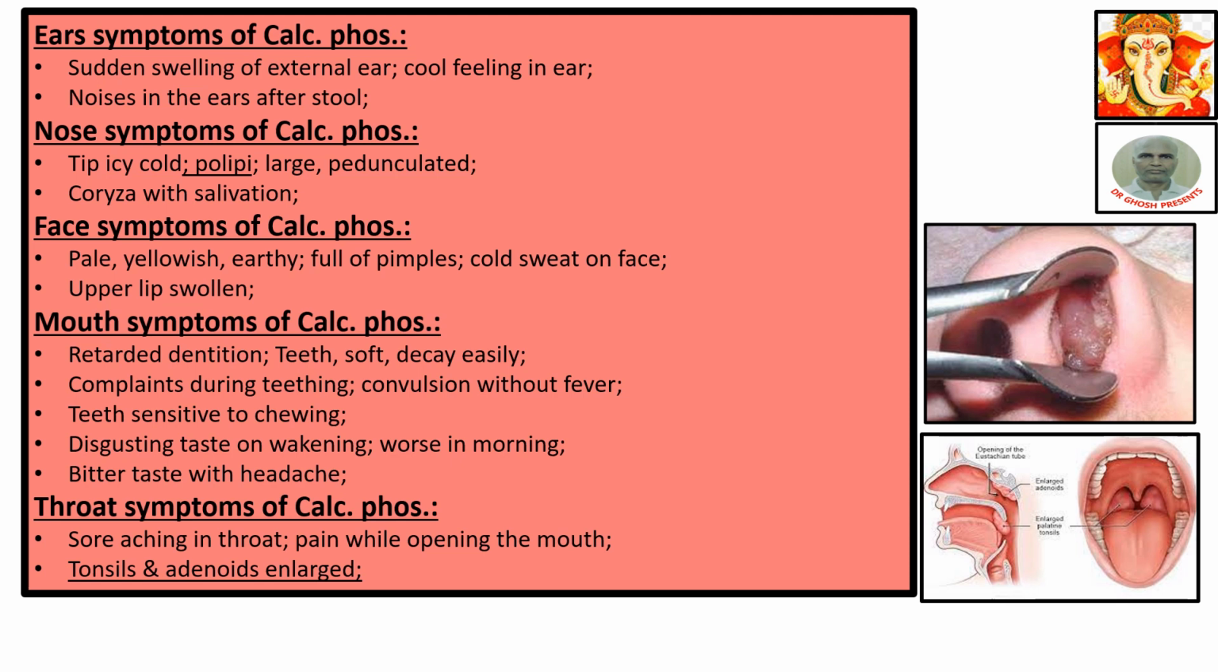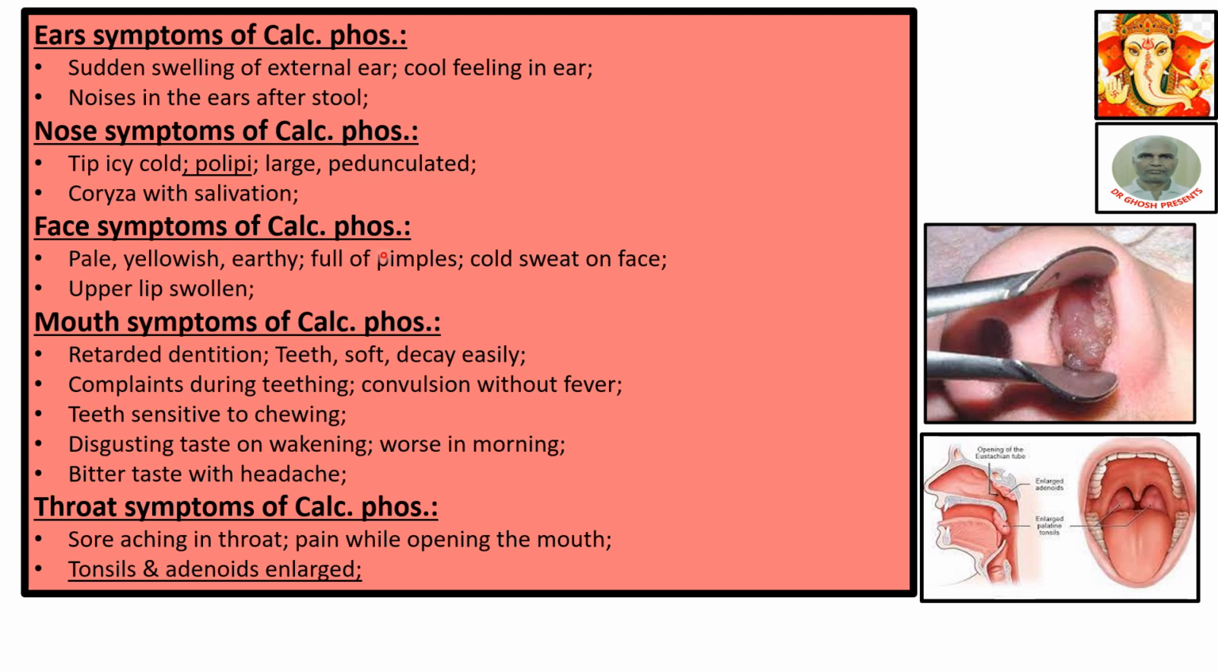Ear symptoms of Calcarea phos: sudden swelling of external ear, cool feeling in the ear, noises in the ear after stool. Nose symptoms: deep icy cold. Polyp. Polyp means actually polypus. This is the polypus in the nose. Pedunculated means having a stalk. Coryza with salivation.